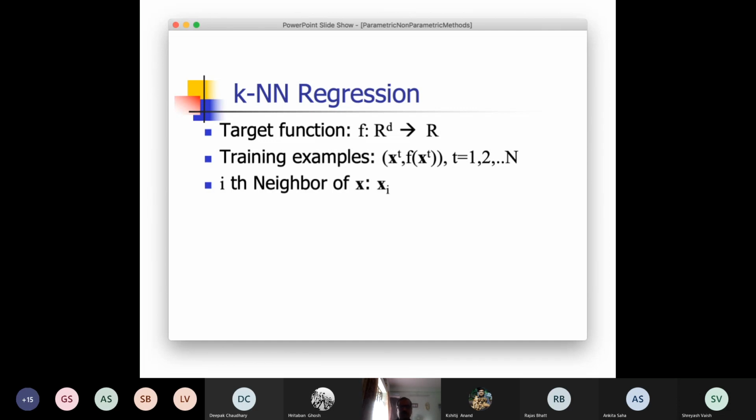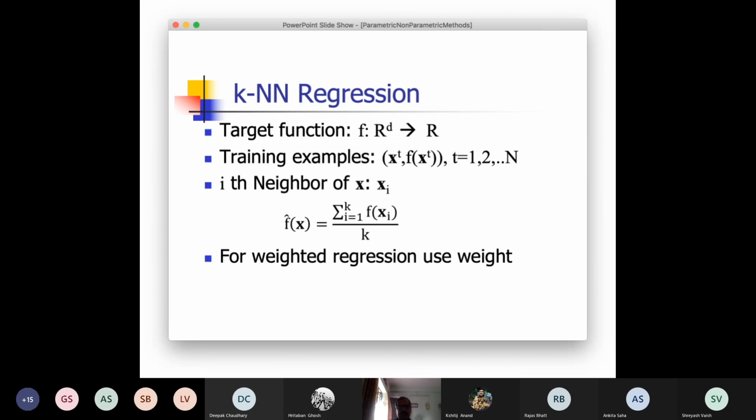So we consider, say, the ith neighbor of x is xi, in the sense that it is the ith nearest neighbor. Then one very simple way of doing regression is to take the average of all the functional values within the k nearest neighbors available to you, and consider that as the function value itself. It's a bit crude, but it is a simple method, and it works in many cases. Of course, there are improvements, which we'll be discussing.